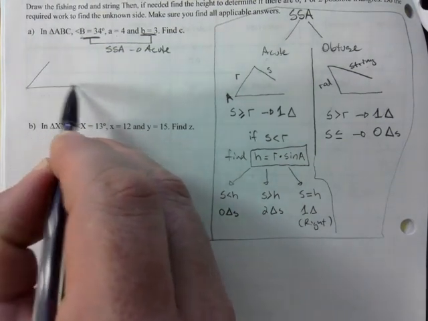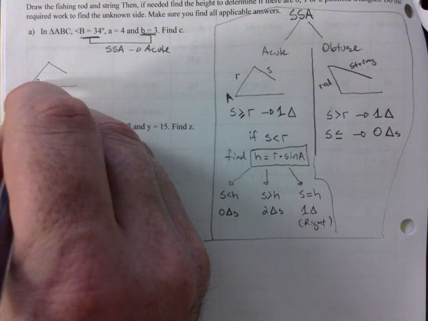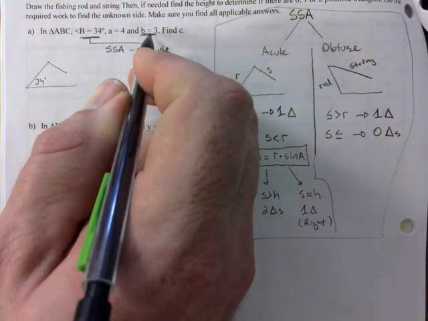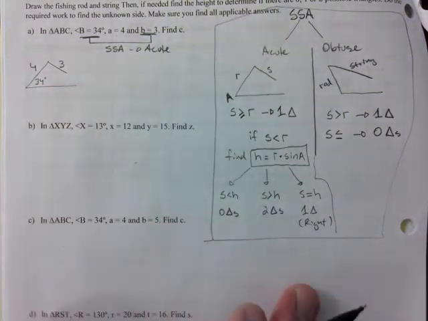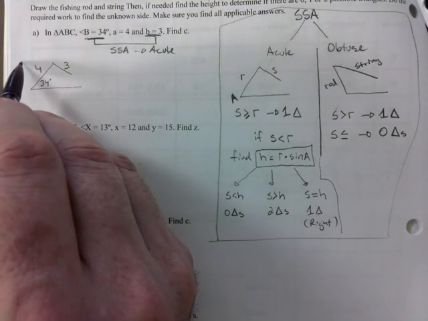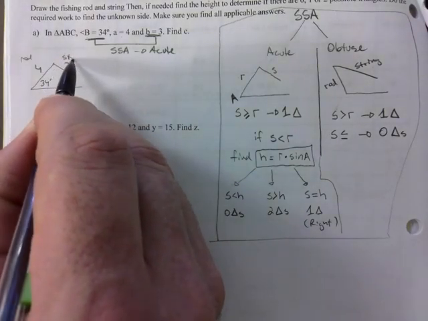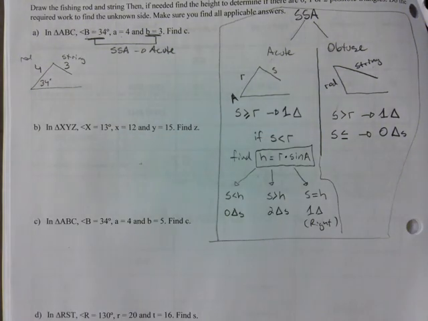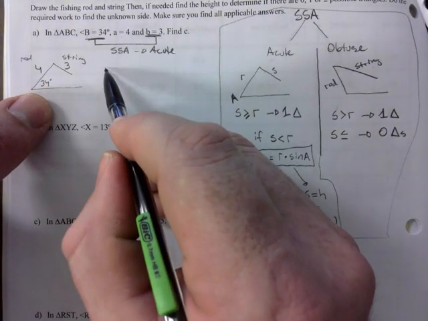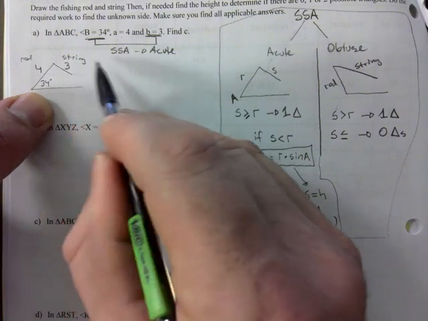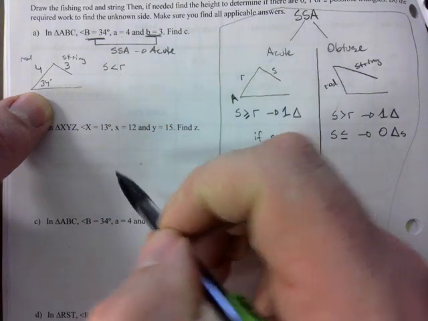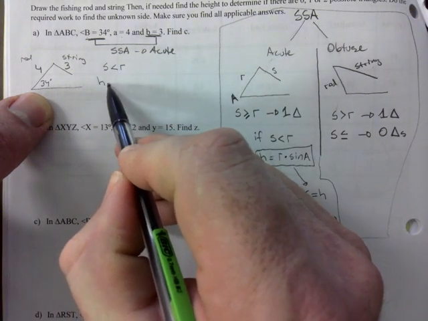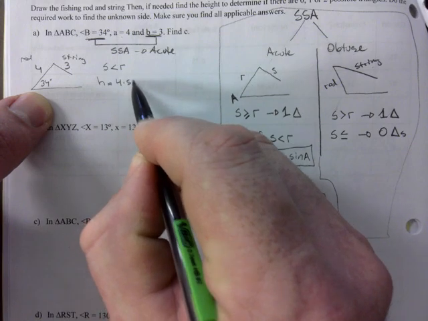So we do one of these. 34 goes there. The side across from it goes here. And the other side that's given, you force it to be over there. This is my rod, and this is this string. So immediately, by looking at this, we go, hey, string is less than rod. We need to find the height. That's 4 times sine of 34.